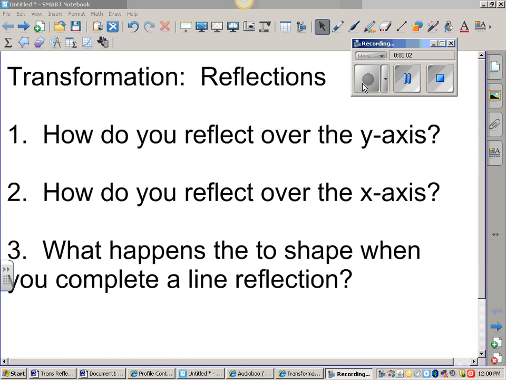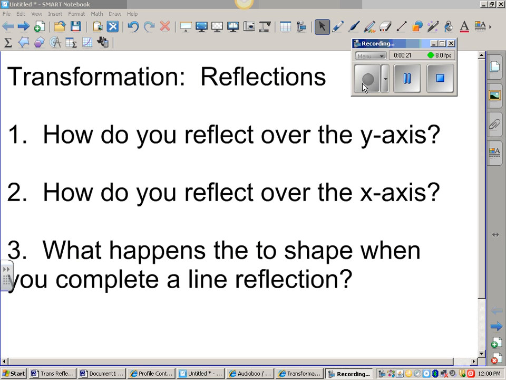This is Mrs. Haslauer's second video for transformations. Today we're going to be looking at something called a reflection. It's different from the translation that we did yesterday. Again, the translation is just a slide. We're sliding left, right, up, down. The reflection is actually flipping the shape over an axis or over a straight line.